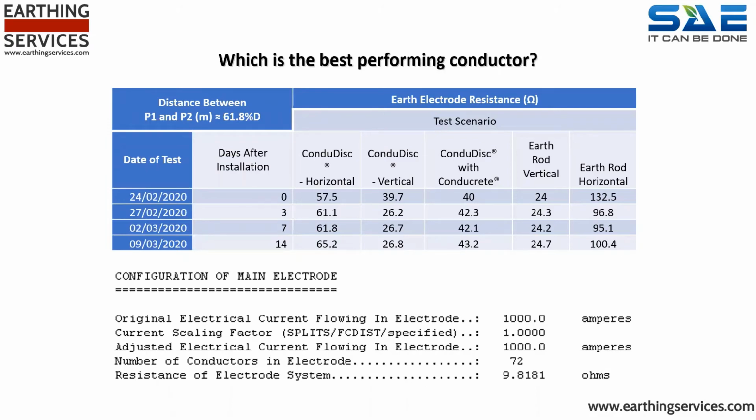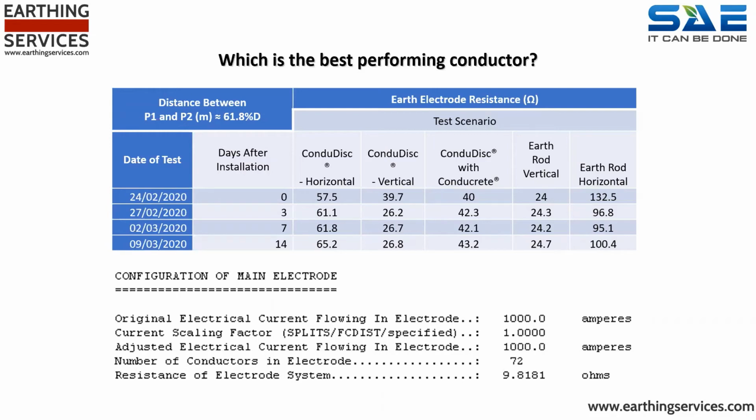The table at the top of this slide is the data we saw a couple of slides ago, only on that occasion it was presented as a graph. The best performance observed for the vertically driven earth rod was 24 ohms, whereas the best performance for the vertical conduit, being the conduit variant partially exposed to the same layer as the driven earth rod, was 26.2 ohms. CDEX confirms that the conduit installed entirely in the same layer as the driven rod would achieve a resistance of 9.8181 ohms, being less than half the resistance of the earth rod.